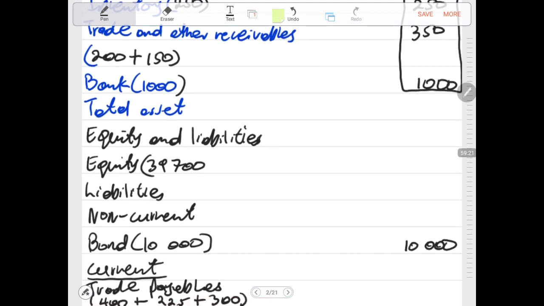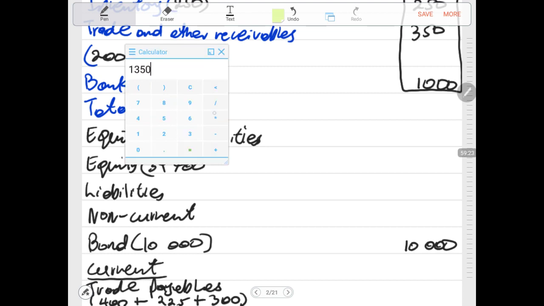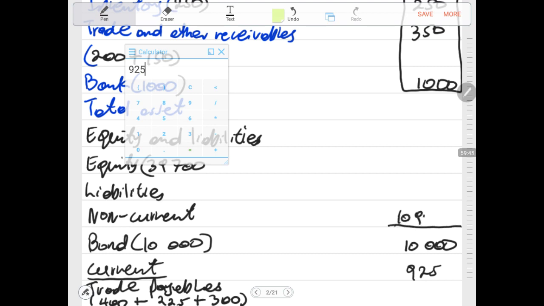Then we need to totalize the trade payables, which are made of 400 plus 225 plus 300 rands. Therefore, now this will be 925 rands. And our total of the assets will give us the total of the liabilities, which will be 10,925. Now we still await the equity part.